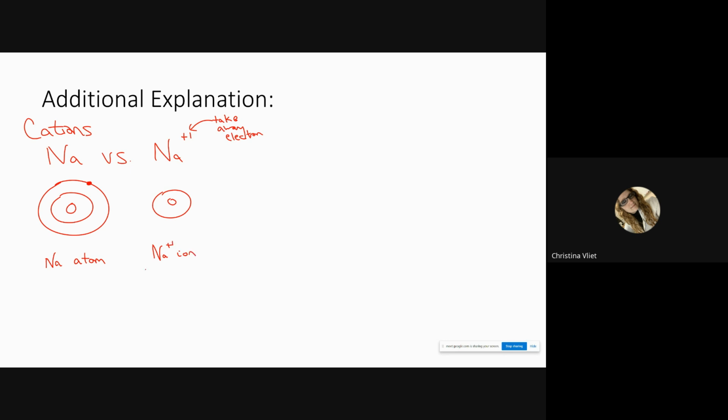has only 2 energy levels with electrons, whereas this has 3 energy levels with electrons. And this definitely means that the cation gets smaller, because the distance between the valence electron and the nucleus has decreased by a lot, because it lost the whole energy level when it lost that valence electron. Are we okay with that?